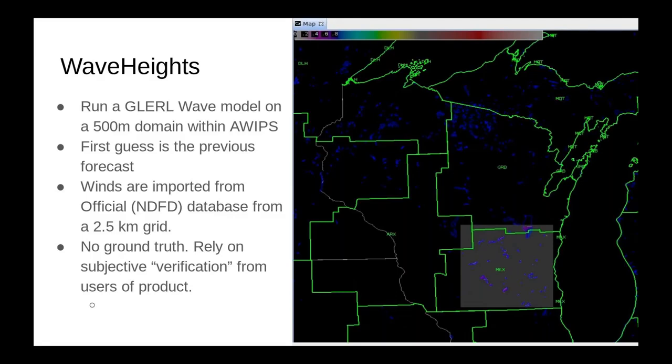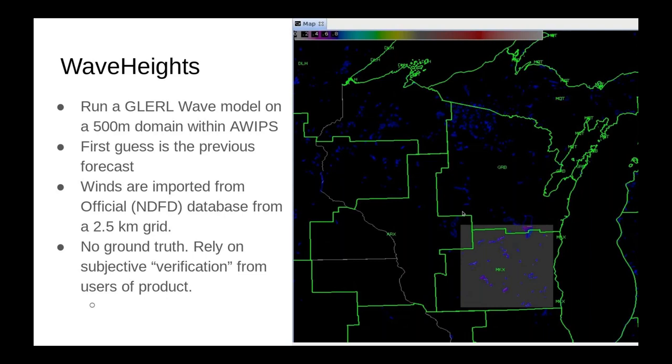So at the beginning of the year, I usually turn it on, and I don't actually post any data for about a week, and then I'll actually start posting the data. The winds, they're imported from the NDFD or the official database. I'm actually just grabbing them straight from within AWIPS itself, and they're at 2.5 kilometers.